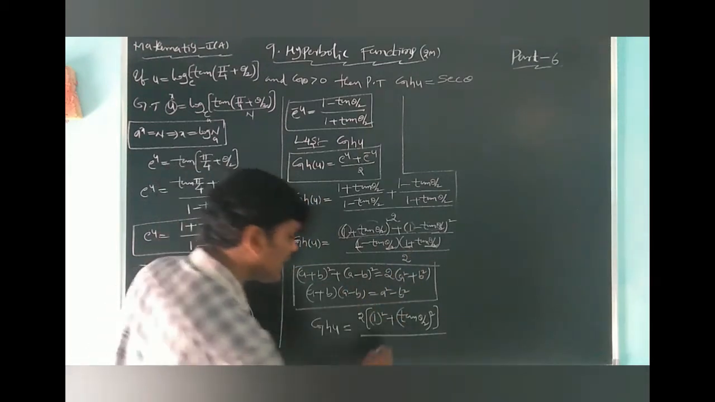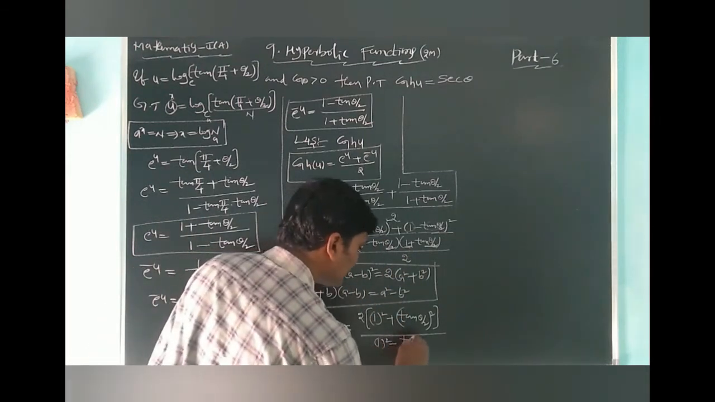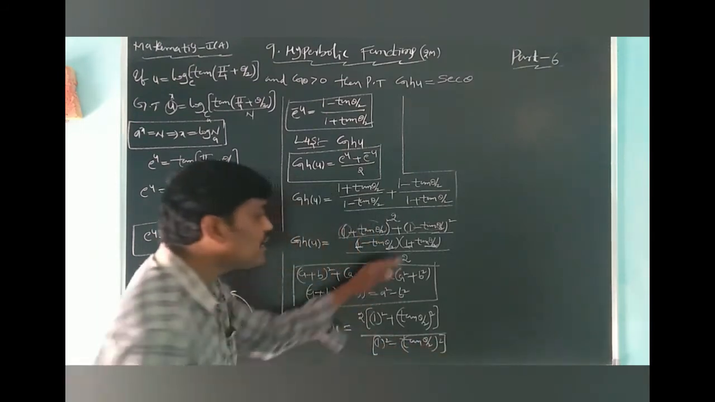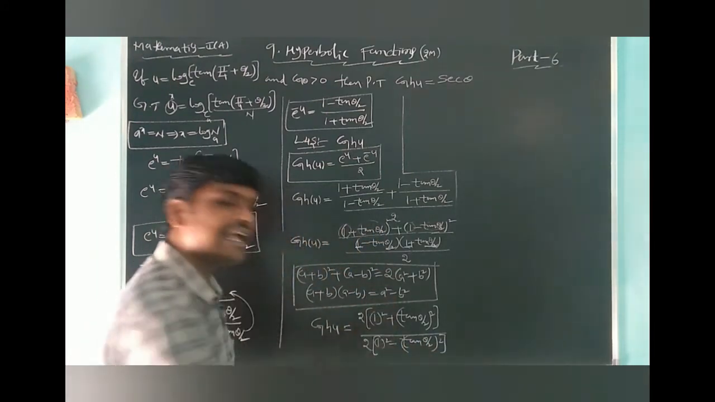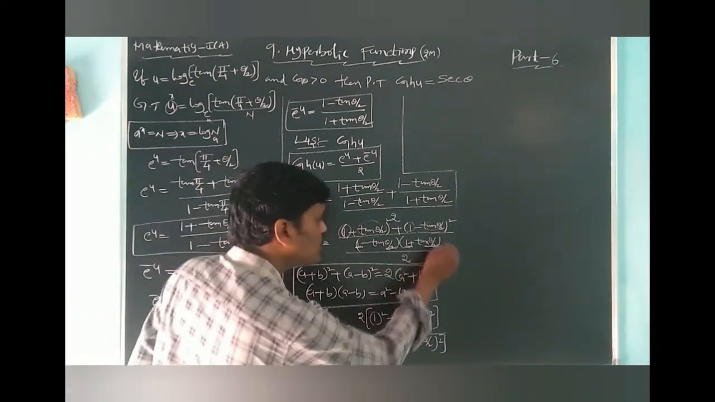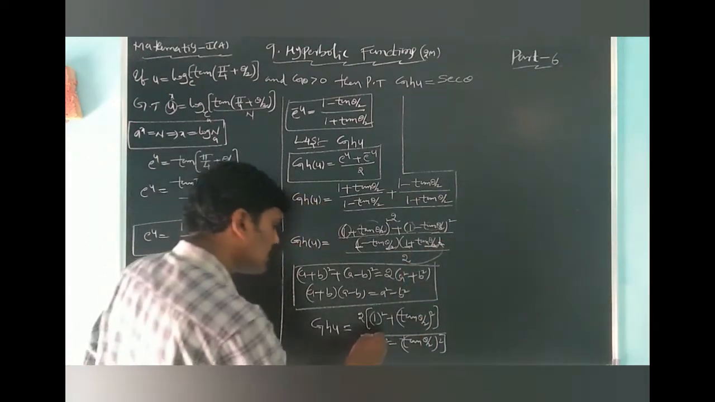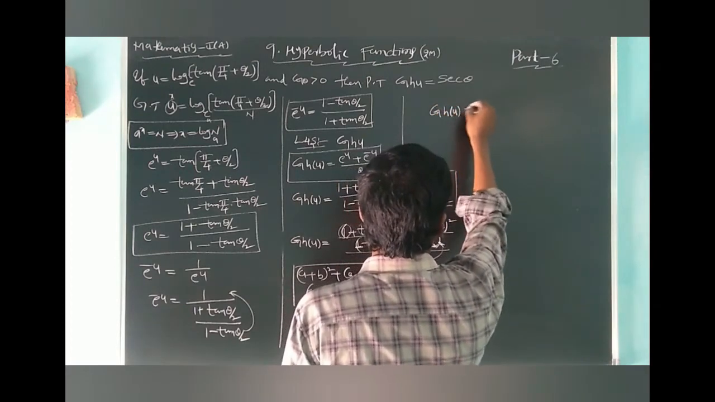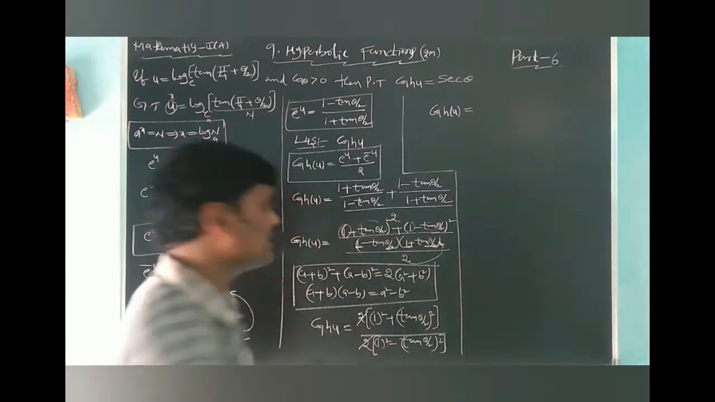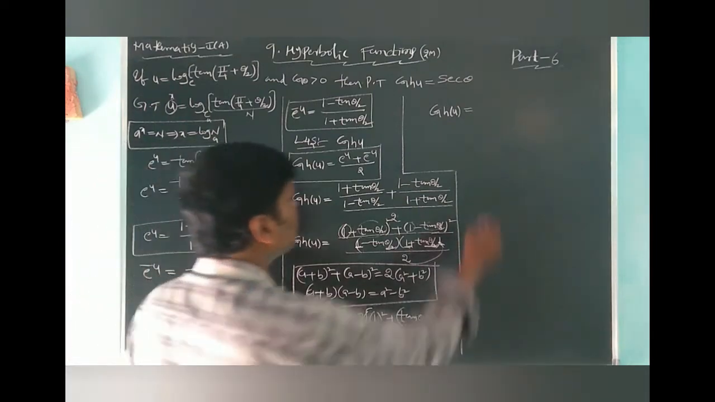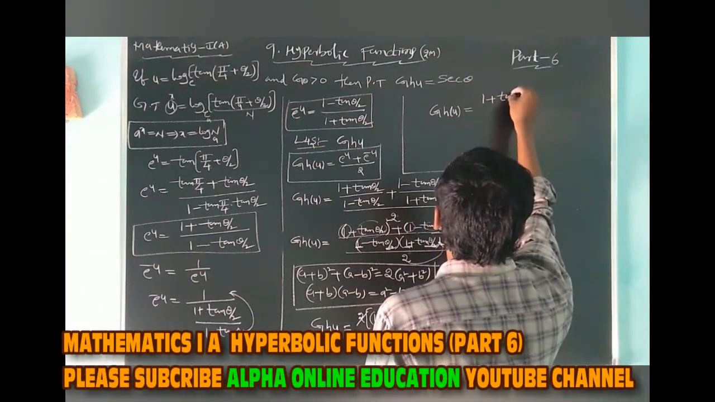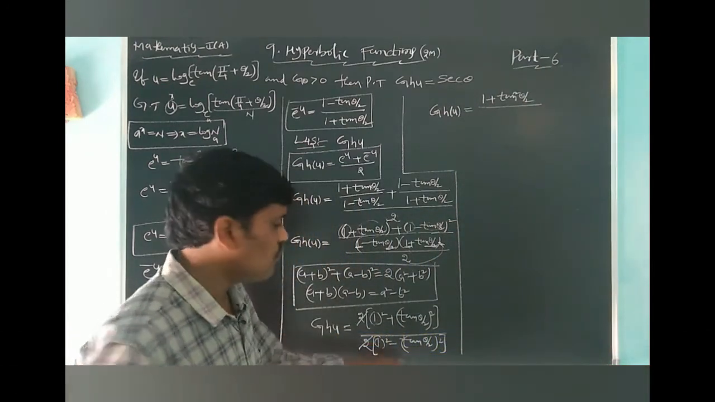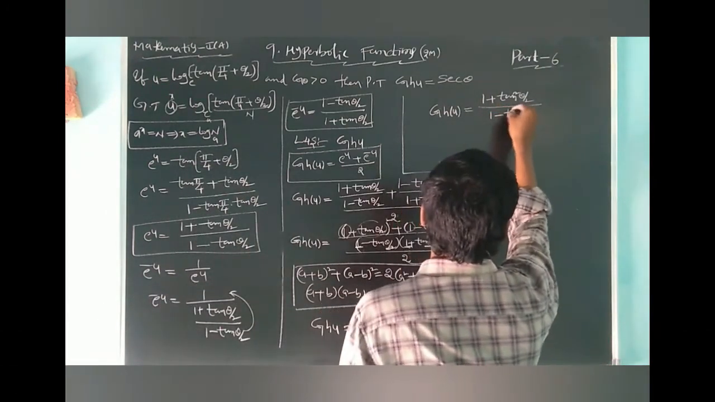You can write a square minus b square as 1 square minus tan theta by 2 whole square, whole by 2 is there. Whole by 2 you can write into 2. After that the 2 gets cancelled. Remaining: cos h of u is equal to 1 plus tan square theta by 2, by 1 minus tan square theta by 2.